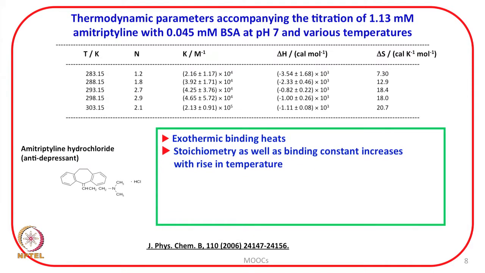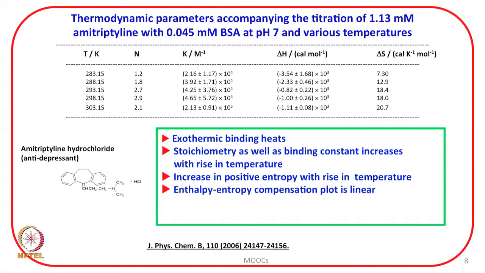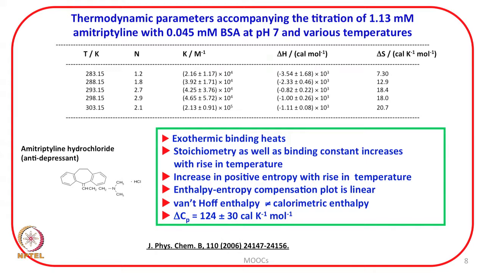Next, stoichiometry as well as binding constant increases with rise in temperature. Therefore, suitable interpretation should also be applied to it. At the same time, there is an increase in positive entropy with rise in temperature. Entropy change is positive. The enthalpy-entropy compensation plot in this case is also linear. However, the Van 't Hoff and calorimetric enthalpy equality was not observed in this case, and delta Cp is 124 plus or minus 30 calories per Kelvin per mole.